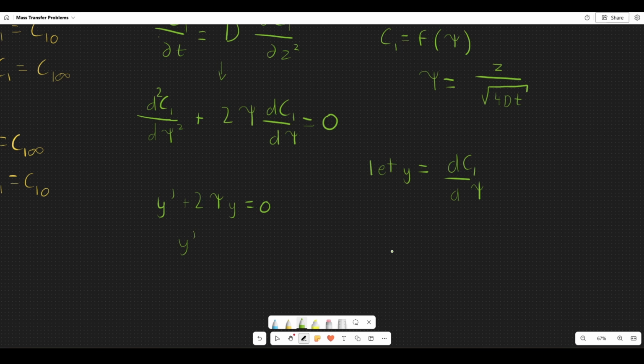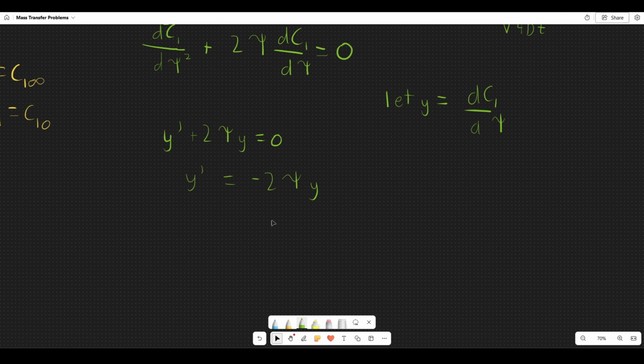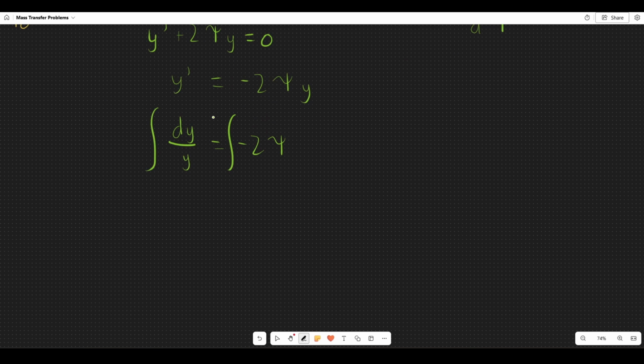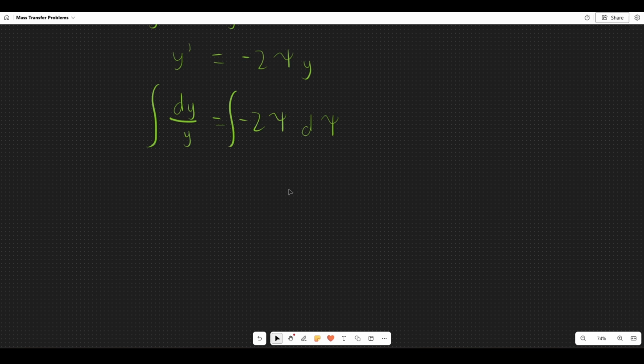So this is y prime equals minus 2 psi y, oh actually, sorry, mistake. Actually, no, yeah. So we do y prime equals minus 2 psi y, divide both sides by y. y prime is nothing but dy by d psi, so let me rewrite that. dy by y equals minus 2 psi d psi. Take the integral of both sides, right? There's supposed to be a d psi here, because y prime is dy by d psi.